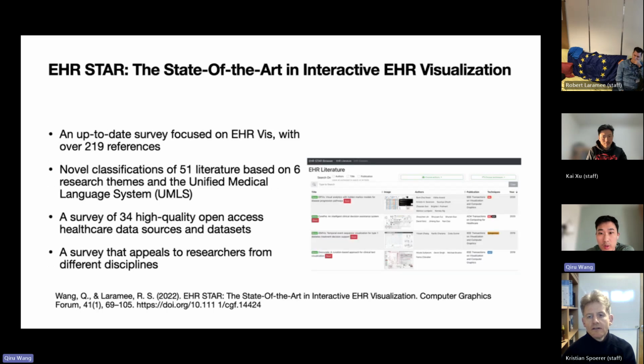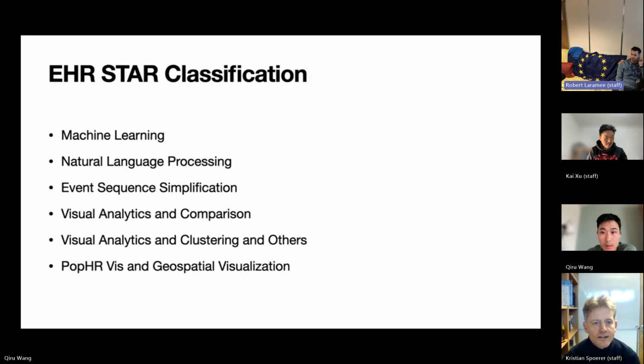Yes, I believe so, because here we mentioned there's a novel classification of 51 literature based on those 6 themes, as well as the unified medical language system, which no one has ever done in the field of data visualization or EHR visualization. Do you hope that somebody else will use your EHR star classification?